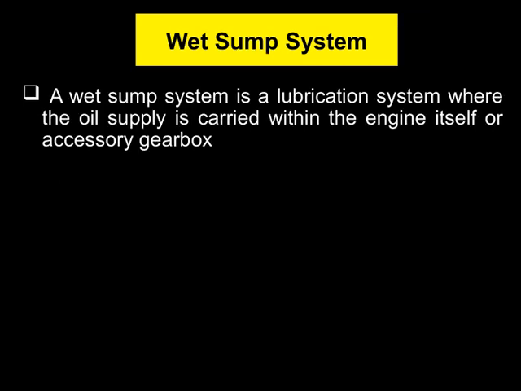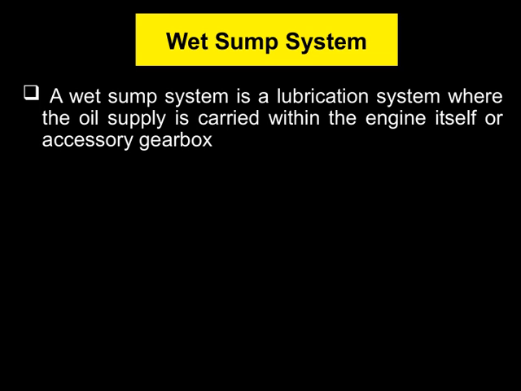Today, we're going to look at the wet sump system. A wet sump system is a type of lubrication system where the oil supply is stored within the engine itself, typically in a sump or pan located at the bottom of the engine. This oil is carried within the engine or sometimes within the accessory gearbox. The key point here is that the oil is stored directly in the engine, which makes this system simple and compact. It's a common setup in many engines because it's reliable and cost-effective.